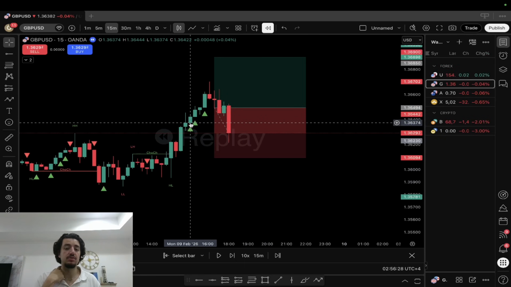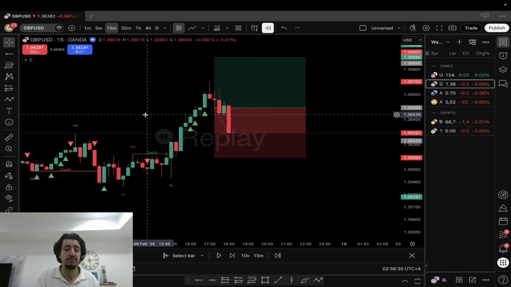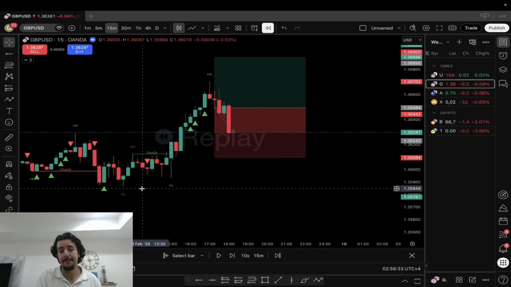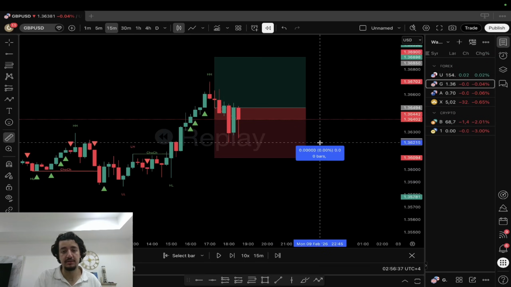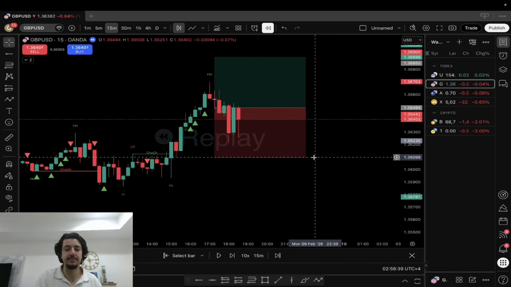Me personally, I've been using the most recent one and it's been going good so far. So yeah, price after that, after it came close to my stop loss, it came like 12 pips close.